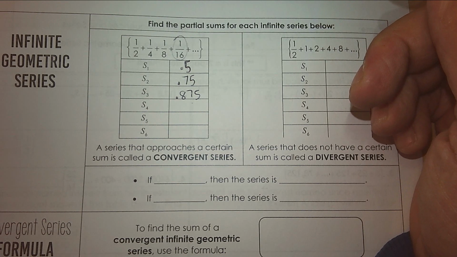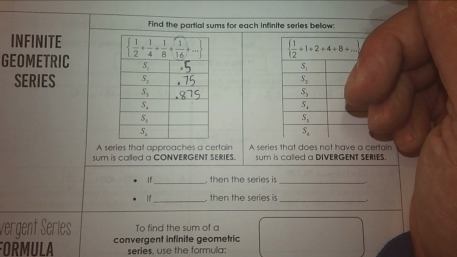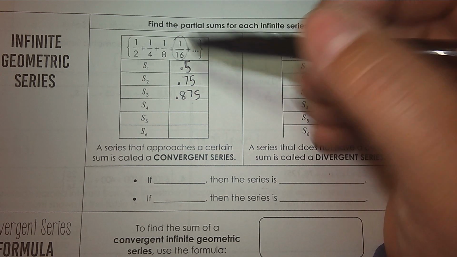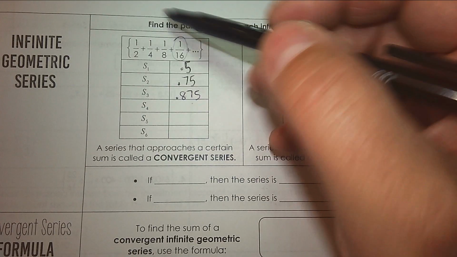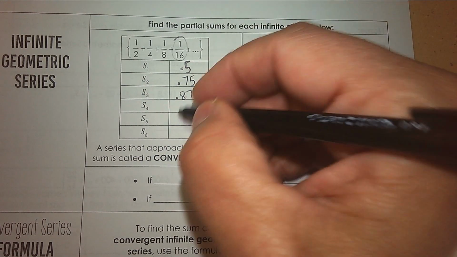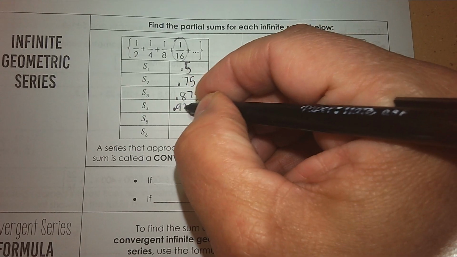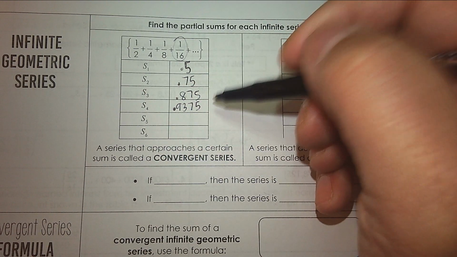What am I going to add to 0.875? Go for it. And of course, this is a geometric series because the common ratio is a half, right? Every number is half of what it was before. What do we get? 0.9375. Now, the next one we're not given, so I need to know the next term.